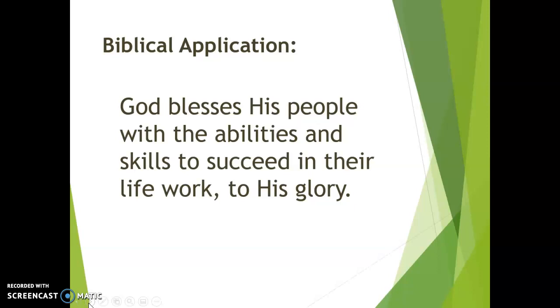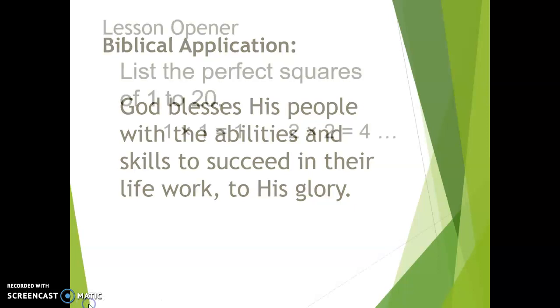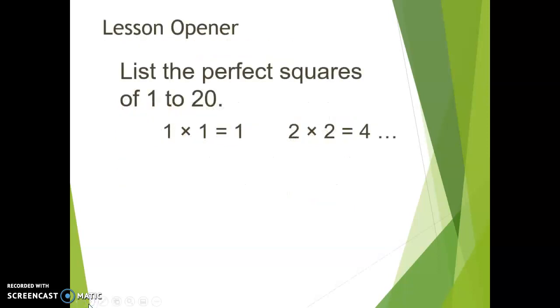Our biblical application for this unit is this: God blesses His people with the abilities and skills to succeed in their life work to His glory. You guys have skills and abilities in math, and you have been given the opportunity to use those abilities to do some kind of work in life, whatever your career or whatever path you choose, and to bring glory to God with those abilities. So let's take a quick review of perfect squares.